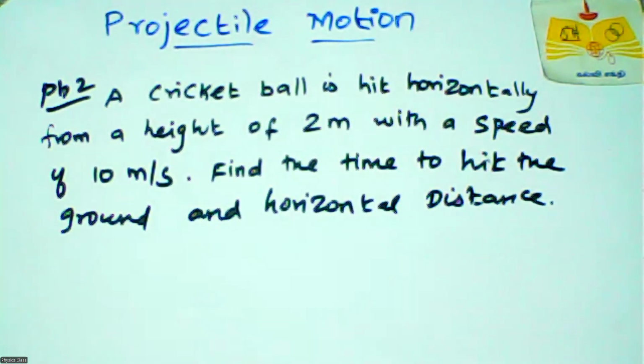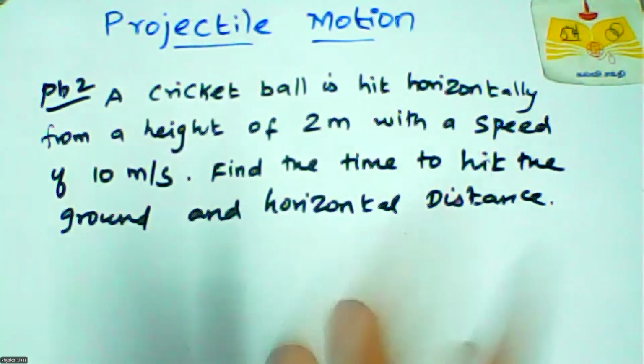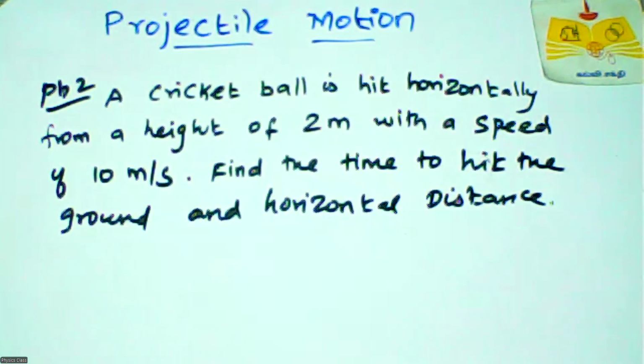So a cricket ball is hit horizontally from a height of 2 meter with a speed of 10 meter per second. Find the time to hit the ground. That is also known as time of flight. And the other one is the horizontal distance. That is known as range. Is it clear? Okay.